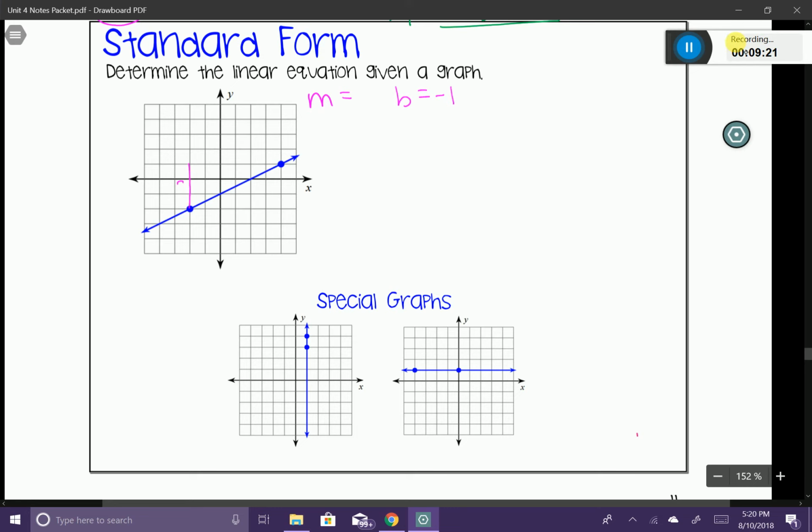Looks like my rise is 3, and then 1, 2, 3, 4, 5, 6. My run is 6. So that's going to give me 3 over 6, which is going to give me 1/2 as my slope. So my slope-intercept form, remember I have to go that avenue, I have to do y equals 1/2 x minus 1. Now I'm going to take that and transfer it into standard form. So let's do that. I'm going to subtract 1/2 x from both sides. And please do show all of your steps for this.